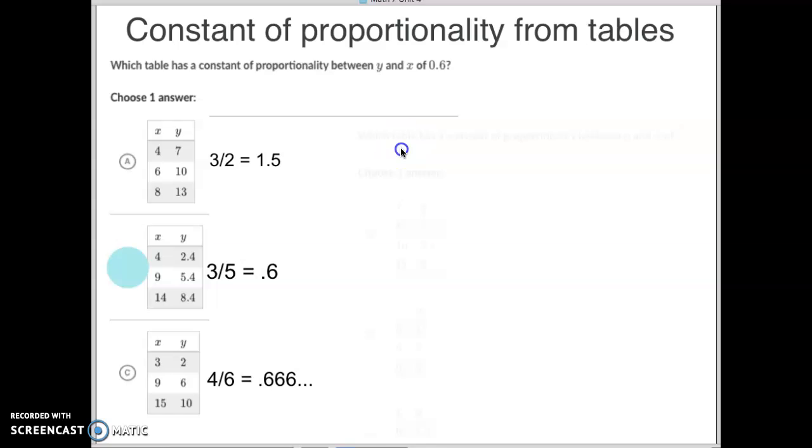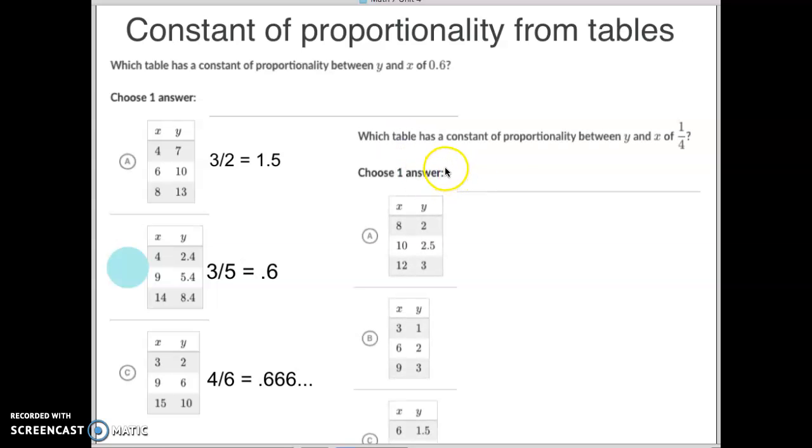Let's do another one. All right, we've got this one. Which one has a constant of proportionality of 1/4? Well, let's see here. Going from 2 to 2.5, remember we always do the y first, is 0.5. And from 8 to 10 is going up 2, so we simply do the 0.5 divided by 2 is 0.25. Isn't 1/4 the same as 0.25? Oh, it is. It looks like we have our answer, but again, I like checking these.